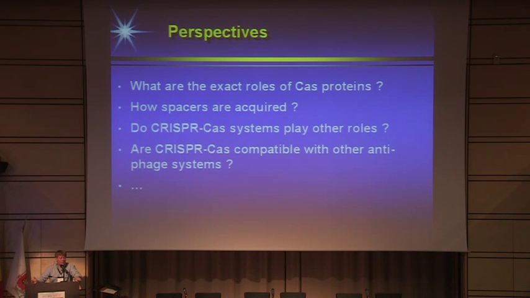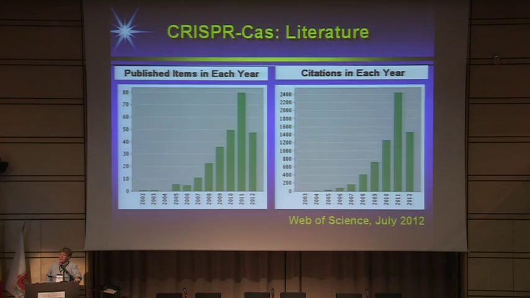There's a number of things that we still need to understand. What is the exact role of the Cas proteins, and how are spacers acquired, as I've told you? Do CRISPR-Cas systems play other roles in the cells? We don't know. There's some evidence that they might. Are CRISPR-Cas systems compatible with other phage resistance mechanisms? I've told you there's a bunch of those in bacteria, but are they compatible with them, and so forth?